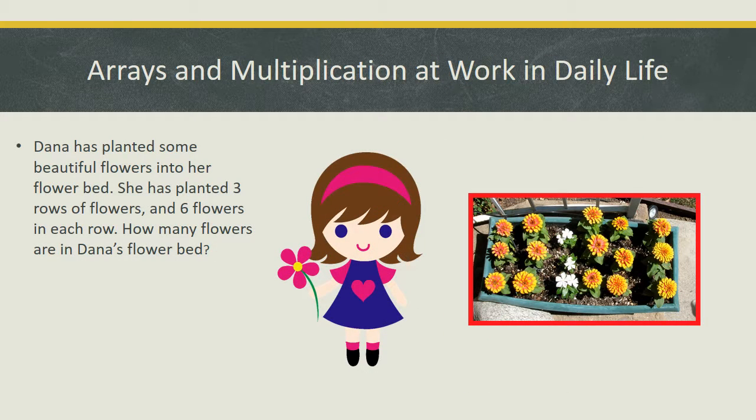So let's look at an example of arrays and multiplication at work in daily life, okay? Dana has planted some beautiful flowers in her flower bed. She has planted 3 rows of flowers, and each row holds 6 flowers. 3 rows, 6 flowers each. Okay? So how many flowers are in Dana's flower bed? How many total flowers does Dana have if she planted 3 rows and 6 columns?